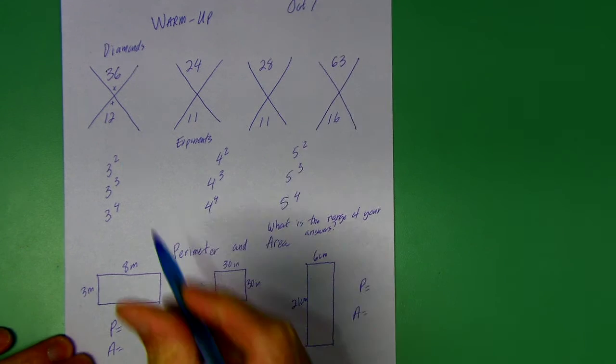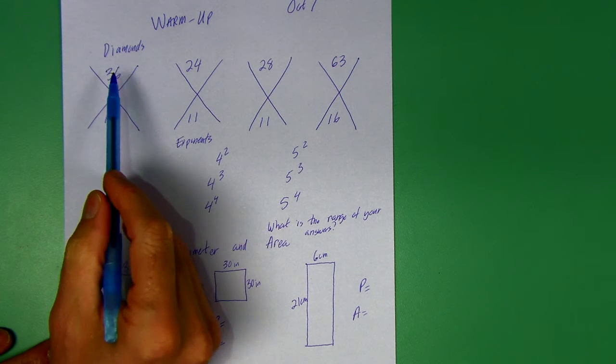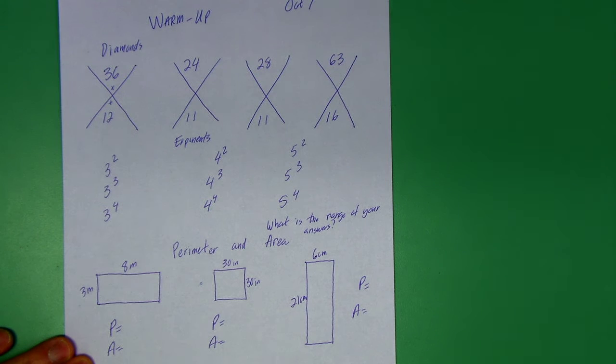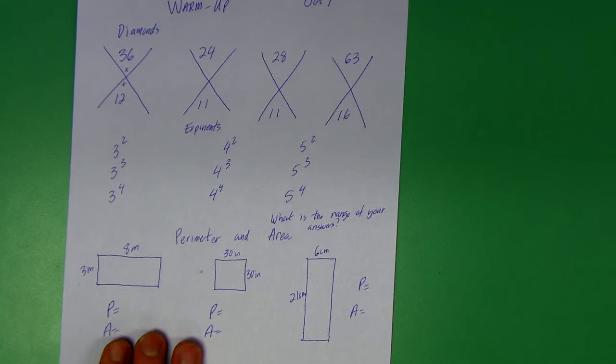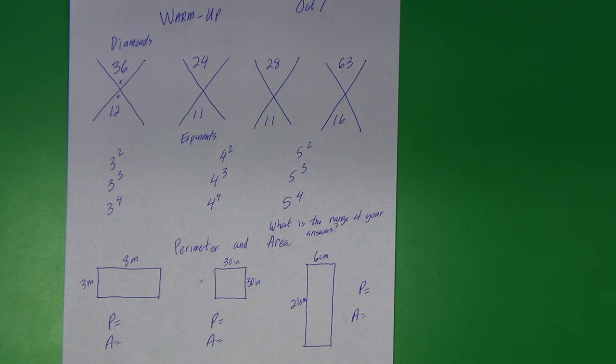Okay, and see if you can figure out these diamonds. Remember, the answer on top is the product of these 2 numbers, and the answer on the bottom is the sum. Okay, go ahead and pause this video, copy these things down, and then try them, and then come back and check your answers. Okay, I'll see you in a bit.